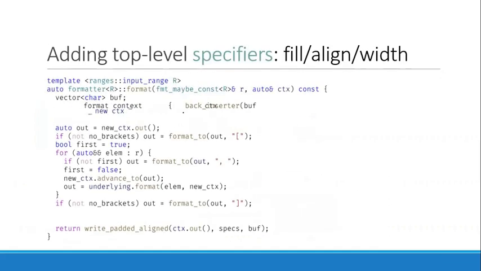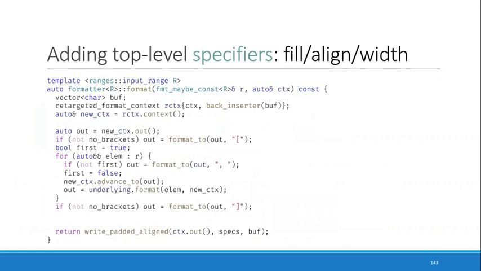So let's say we introduce this new API called retargeted_format_context. And what this is going to do is it's going to do that argument conversion for us and then produce a new context for us using those new arguments that we can actually use.